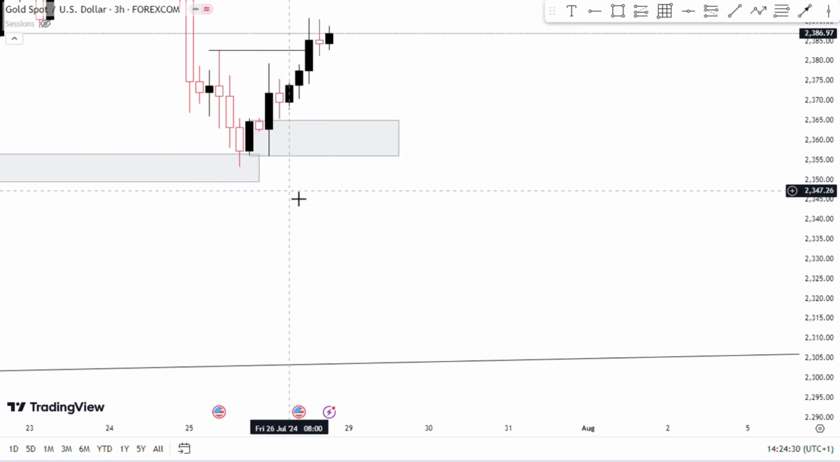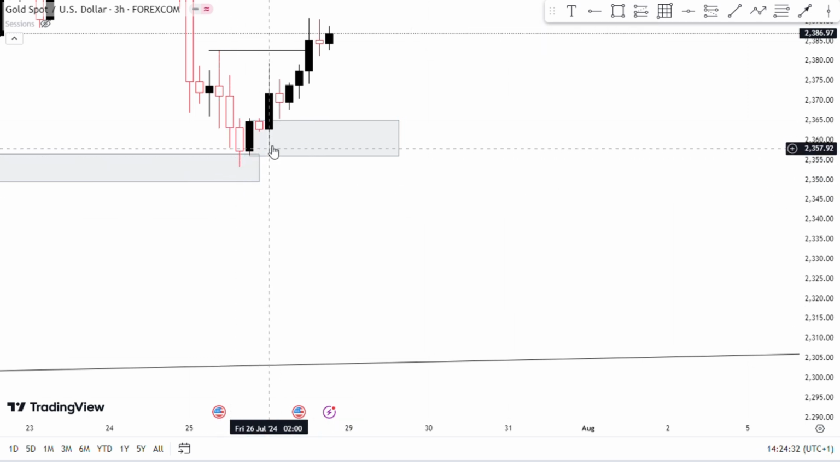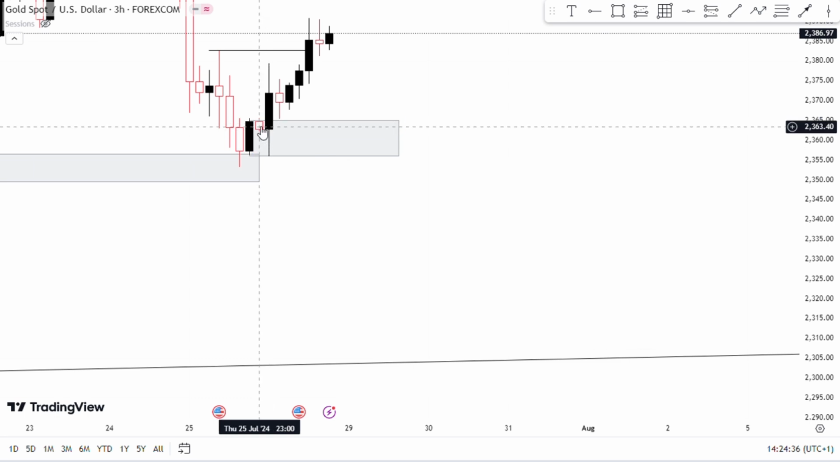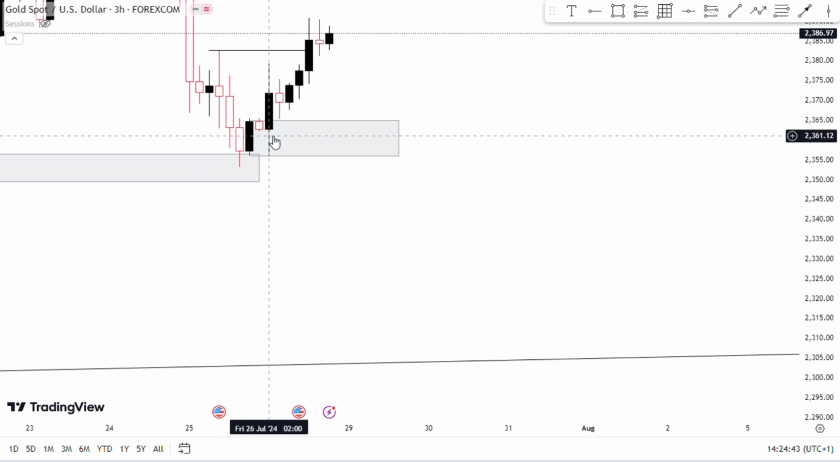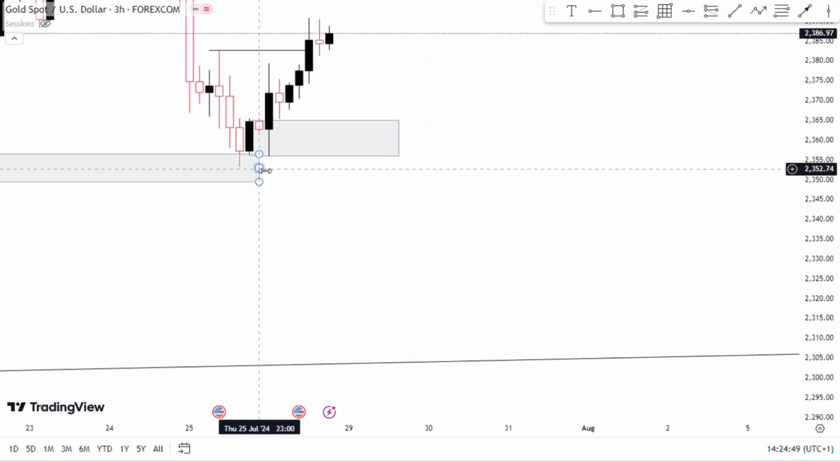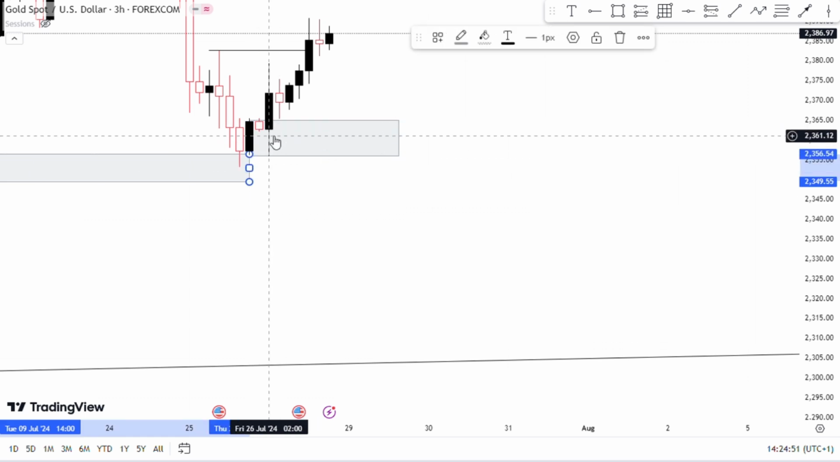Okay, so we are going to calculate from this particular wick to this particular order block, and some traders are only making use of the body of the candle. No, the wick of a candle is also part of the candle, so always add the wick to it. Don't just make use of the body, always add the wick also. So right now you're expecting price to come all the way down to this particular order block.